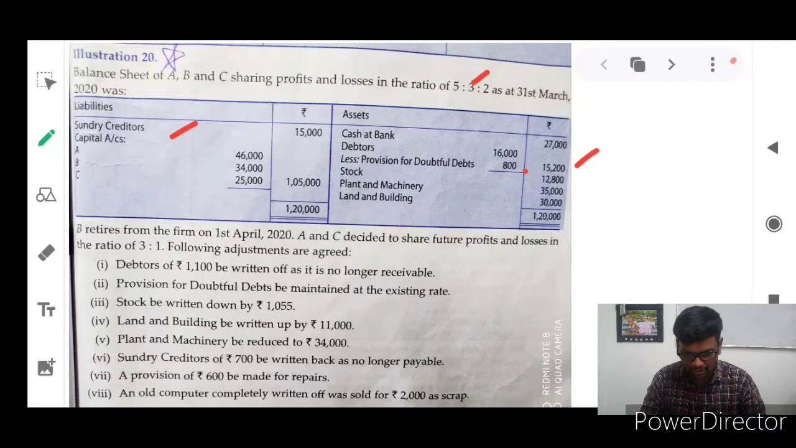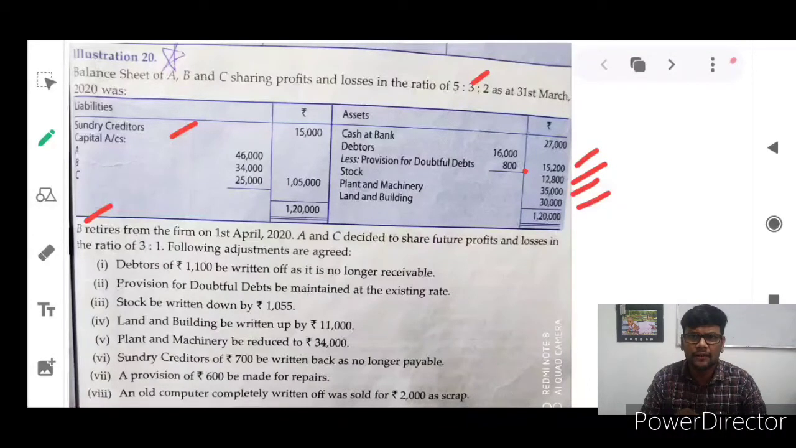So collectively, after deducting this provision, it is 15,200, and stock is 12,800 rupees. Plant and machinery 35,000 and land and building 30,000. So collectively, both sides balance at 1,20,000 as per this balance sheet. And they have given some information related to this balance sheet. B retires from the partnership firm on 1st April 2020.